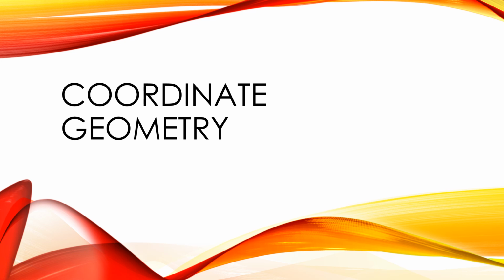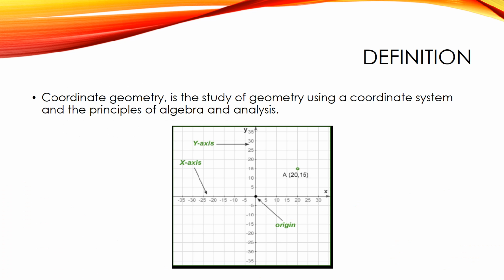Coordinate geometry. Coordinate geometry, or Cartesian geometry, is the study of geometry using a coordinate system and the principles of algebra. Points are placed on the coordinate plane as shown below. The coordinate plane is a two-dimensional surface on which we can plot points, lines and curves.